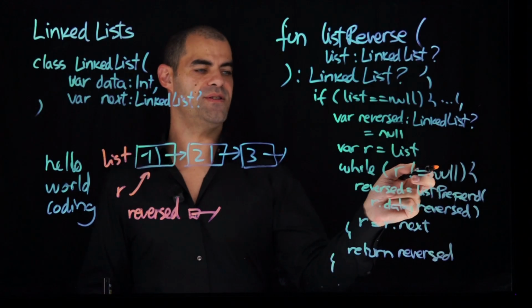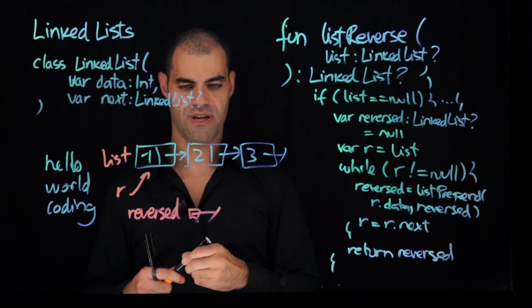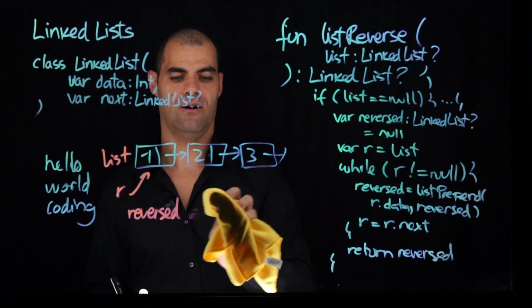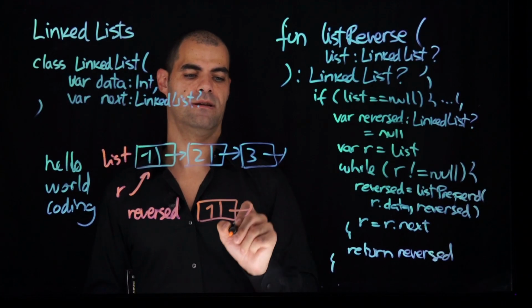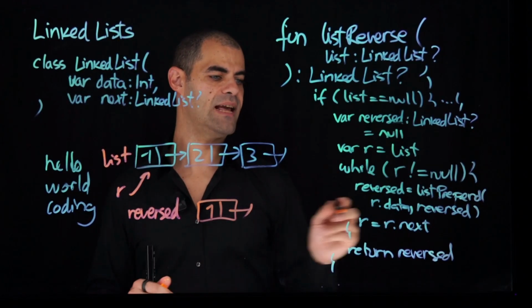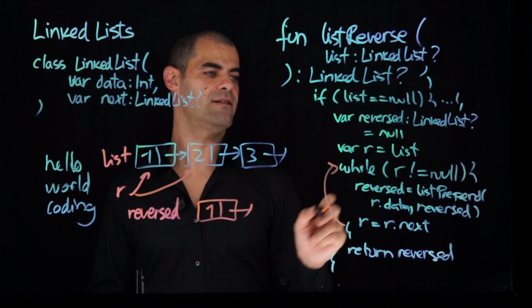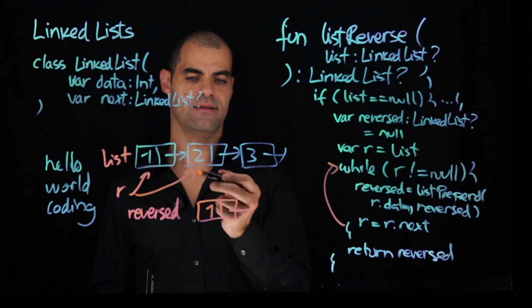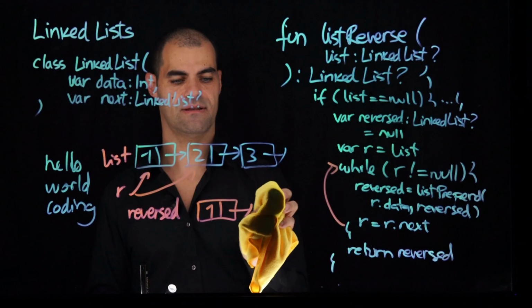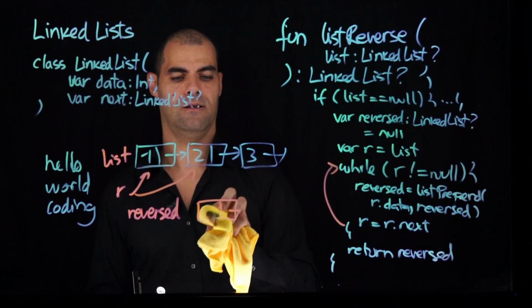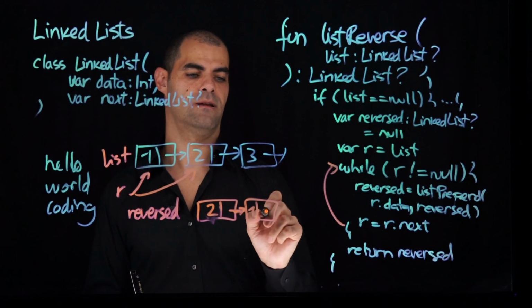Like this. Let's go through the code to see how this works. R is different than null. Yes, it's different than null. Then our reversed will be the list prepend of this r. So it will be like this, 1 and null. And then r equals r.next goes here. We loop here. R is different than null. Yes, it's different than null. Then we update this. This will be 2 and then 1.